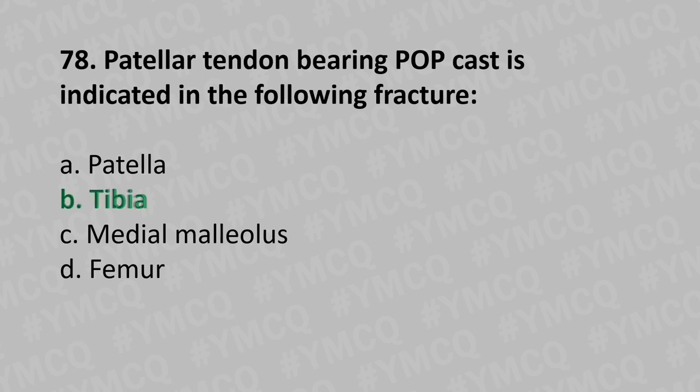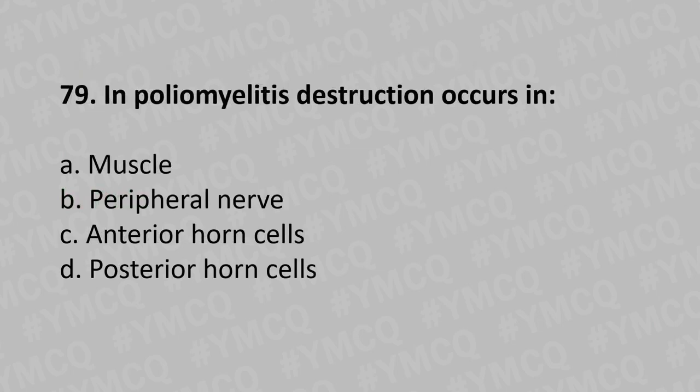In poliomyelitis, destruction occurs in: option A, muscle. Option B, peripheral nerve. Option C, anterior horn cells. Option D, posterior horn cells. And the answer is option C, anterior horn cells. Moving to our 80th question.